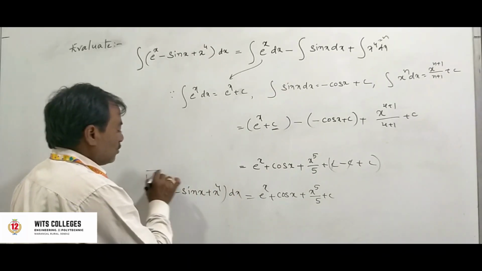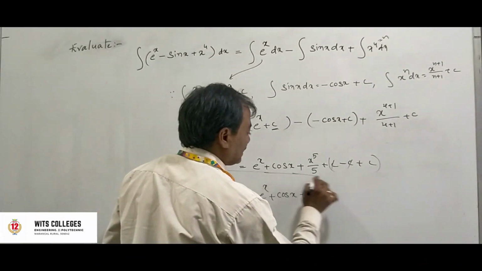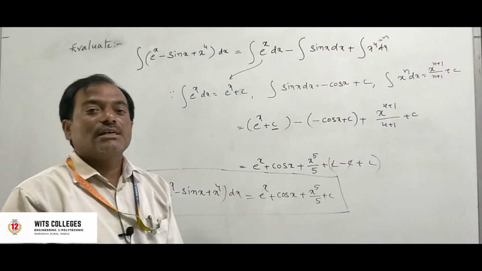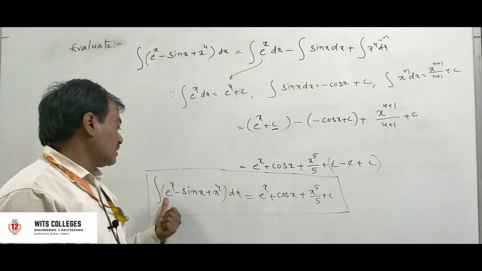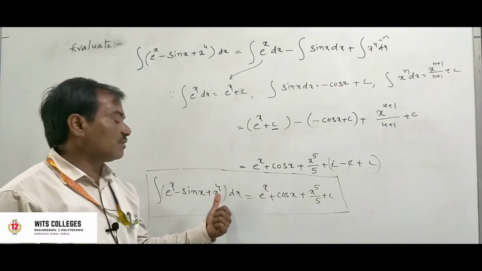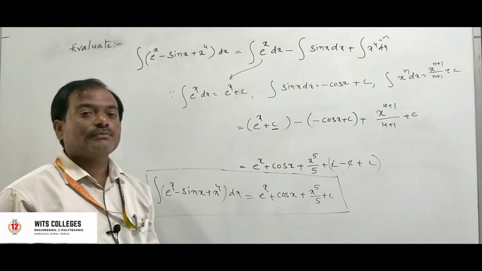So what is the observation here? The given integration is a combination of three different functions. So what are the functions here? First one is an exponential function, second one is a trigonometric function, third one is a polynomial.